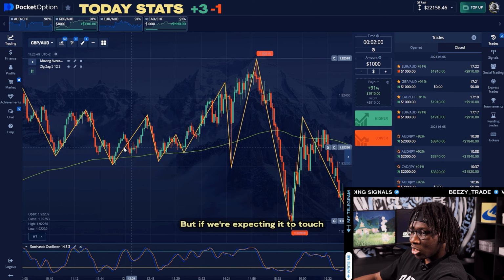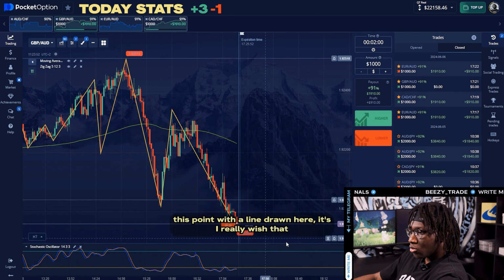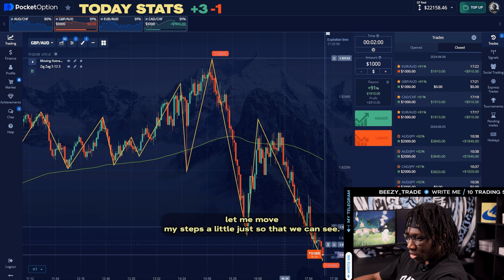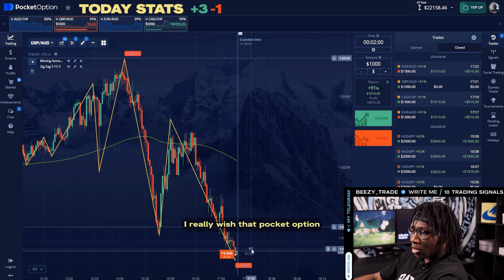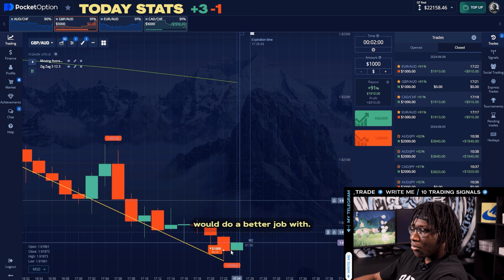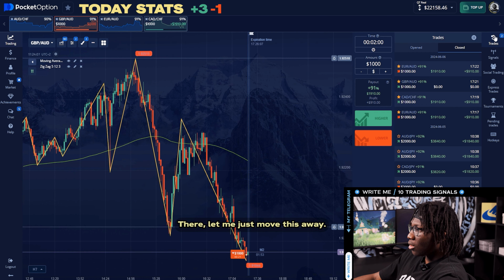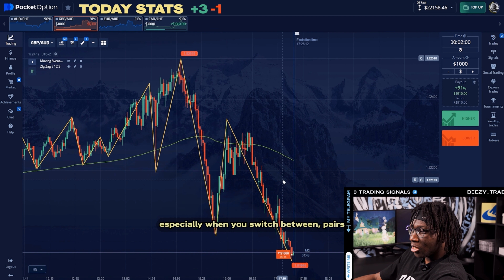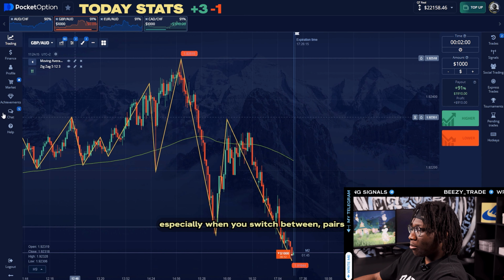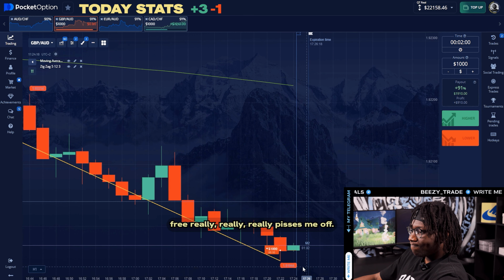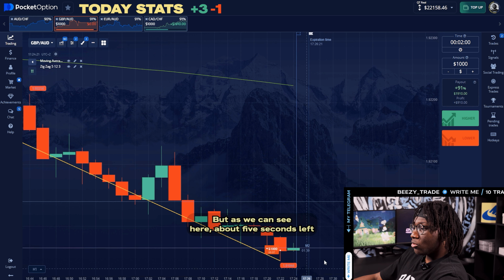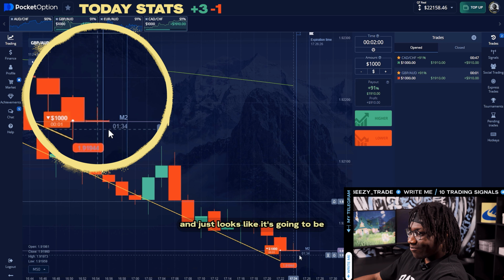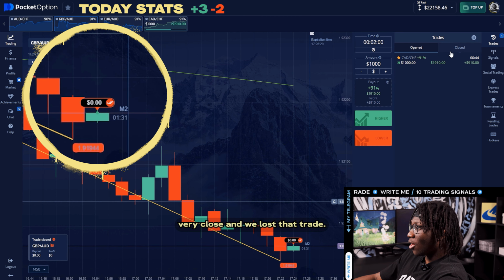But if we're expecting it to touch this point with the line drawn here, I really wish that, let me remove my stochastic oscillator just so that we can see. I really wish that Pocket Option would do a better job with their, let me just put this away. With the way that chart looks, sometimes it could really be a bother, especially when you switch between pairs. Really pisses me off. But as we can see here, about 5 seconds left, and it's gonna be very close, and we lost that trade.